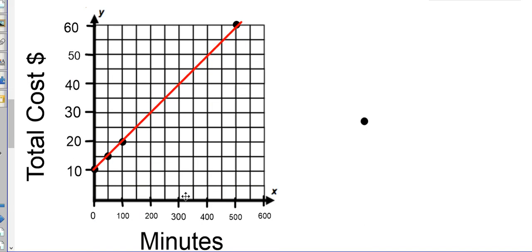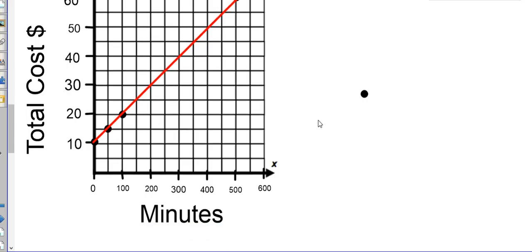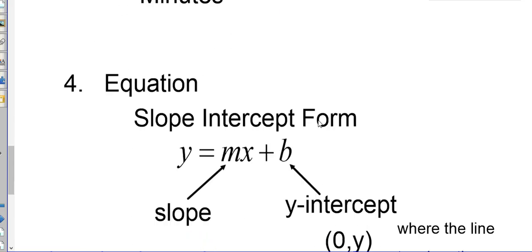And then the last one for 500 minutes, it costs $60. It's right there. So we connect those with a nice straight line. It's a linear equation. And there's our third representation, a graph. The last one is an equation.